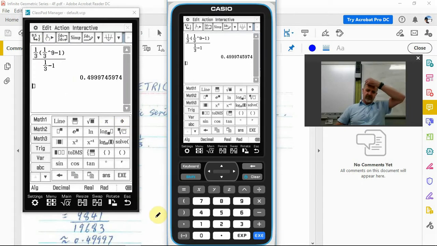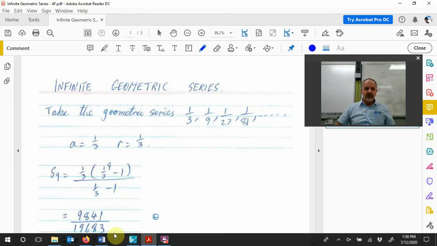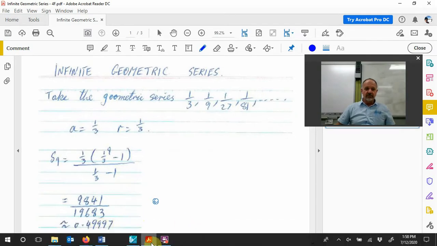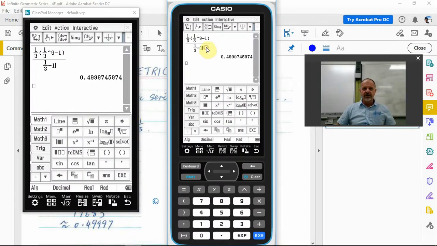Now for a certain series where the ratio is a fraction, or should I say the modulus of the size of that ratio is between 0 and 1, whether that's negative or positive doesn't really matter. What happens is each term gets smaller and smaller and smaller. So you're adding a smaller and smaller amount all the time. So this was the sum we got to 9, 0.4999997.